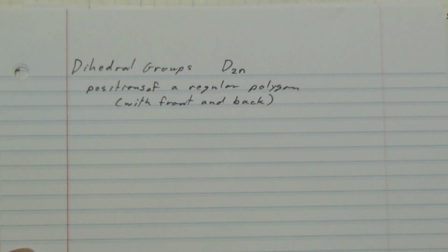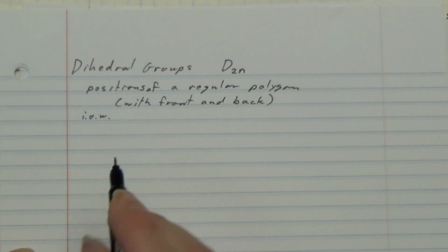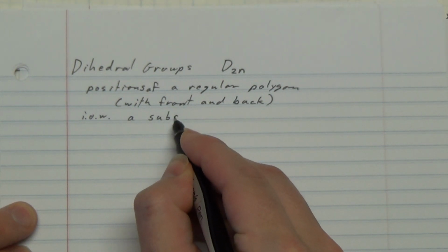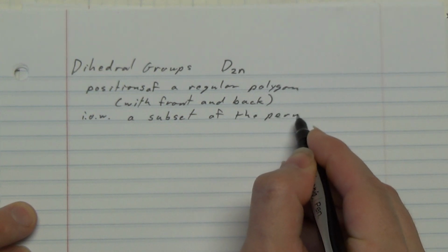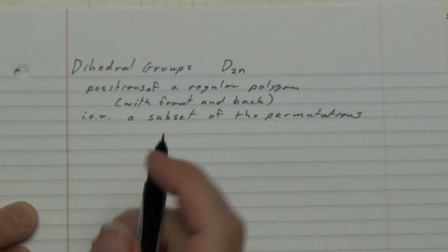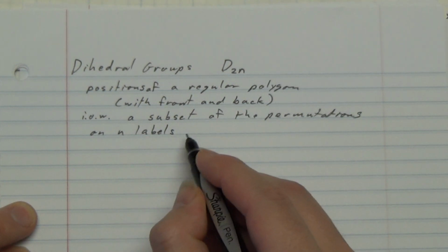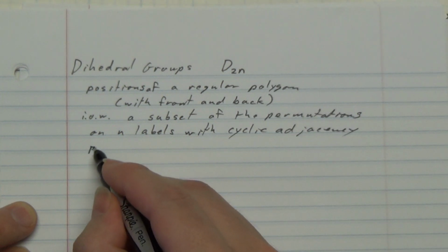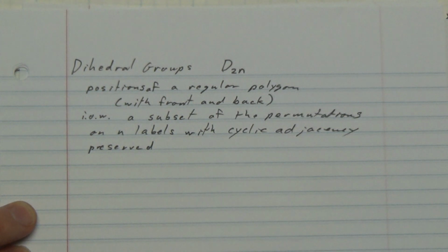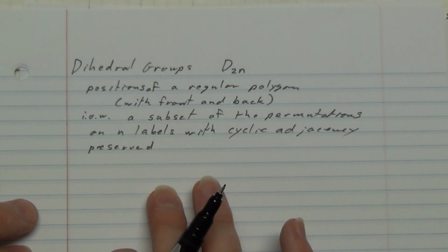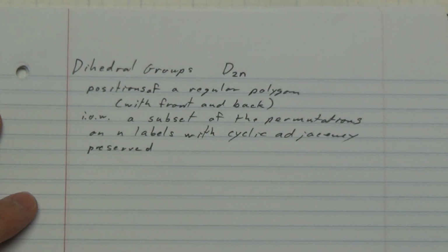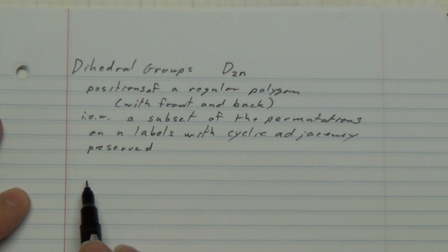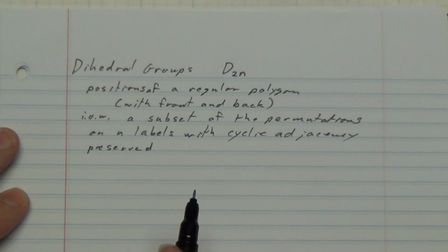In other words, a subset of the permutations on n labels where the cyclic adjacency is preserved. If A is next to B, A is always next to B. No permutation takes A away from B. That's what I mean by the cyclic adjacency. And if, say, D is on the end of a list and A is at the beginning of the list, A and D are considered to be next together. Let me show you how that works.